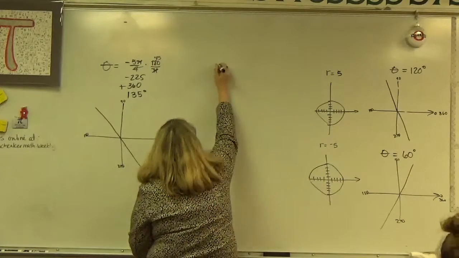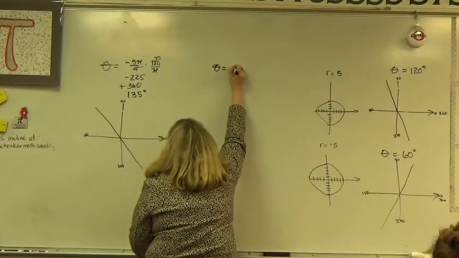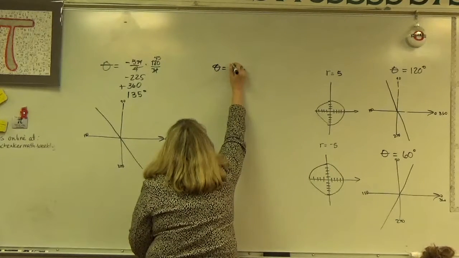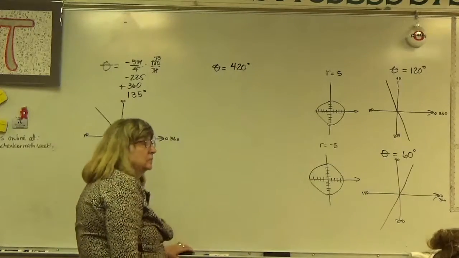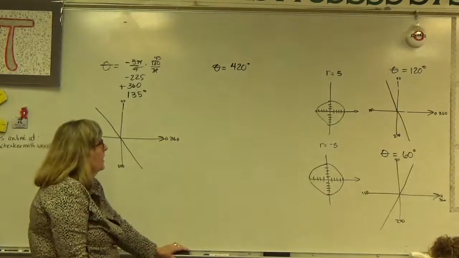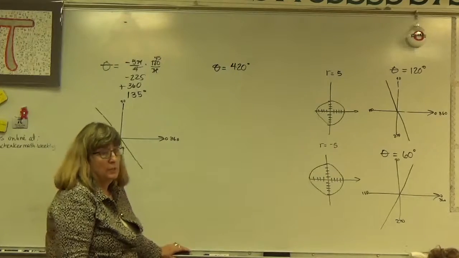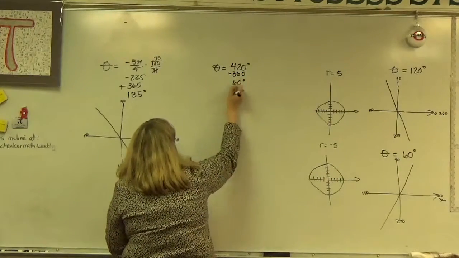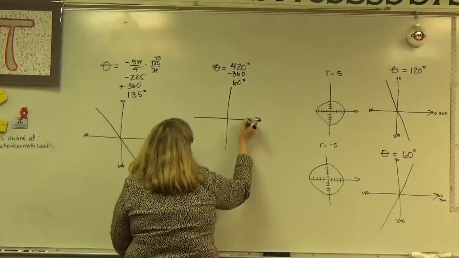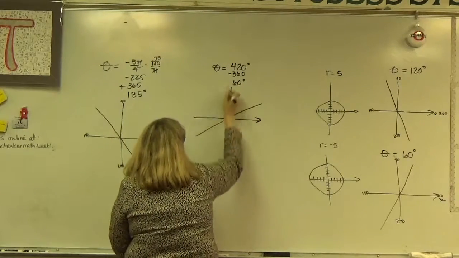What if it's a negative, would it just be the same? Add 360, and just keep adding 360. What if I have theta equals 420? What would I do? Subtract 360. That'd be 60, right? So where's 60? 60. There we go.